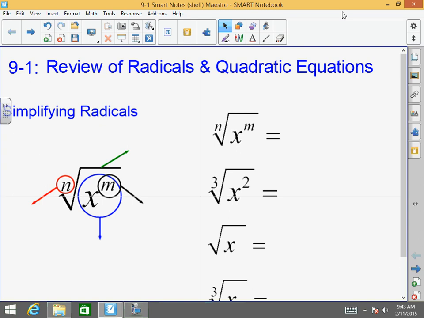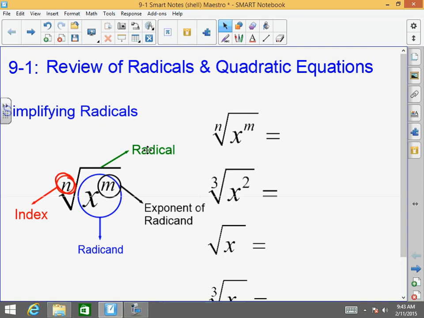So right quick, when you're looking at a radical, you see this n and a radical sign and x to the m. The radical sign itself is called a radical. This little n here, that's in red here, that is called an index. The inside part of the radical, circled in blue, is called a radicand. And this exponent of the radicand is literally called the exponent of the radicand.